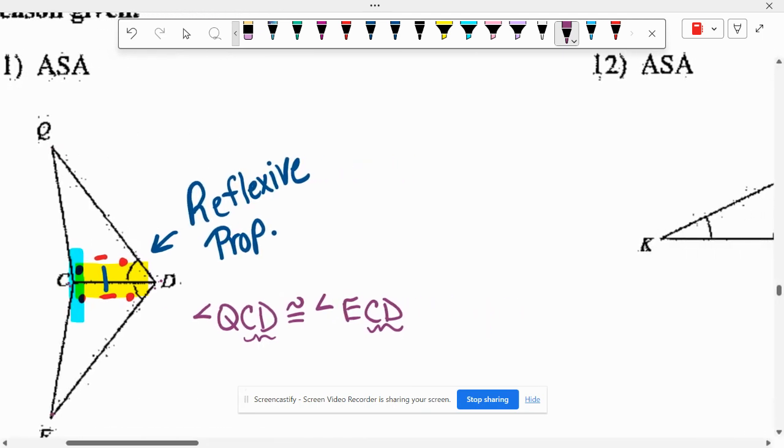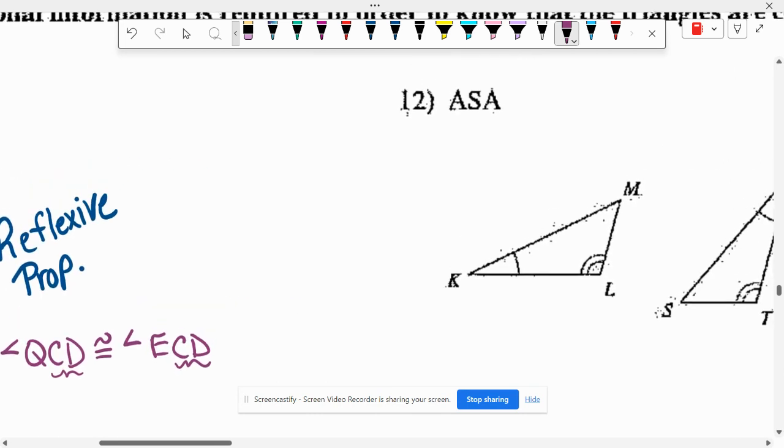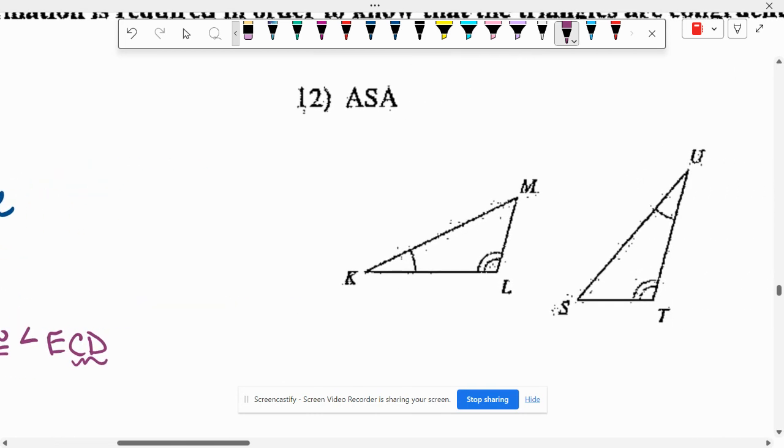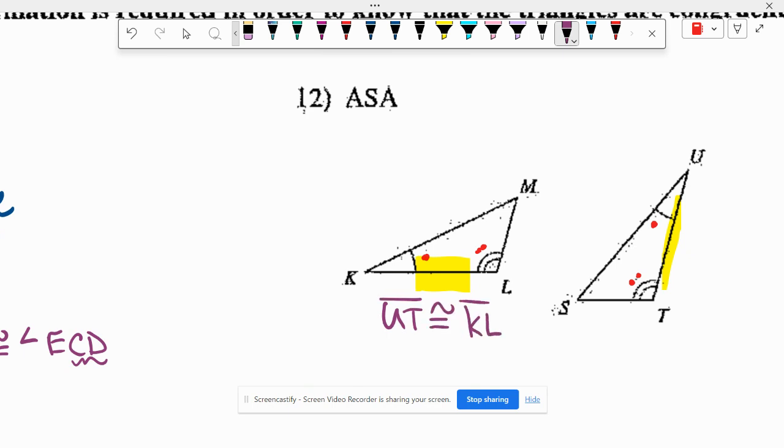Let's go to number 12. Again, I'm using angle, side, angle. So when I look at this, I have one angle congruent to one angle, another angle congruent to another angle. So what am I missing in between them? Missing the side part. What is the side? How am I going to name the sides? UT and what else? Yeah, UT congruent to KL. Segment UT has to be congruent to segment KL.